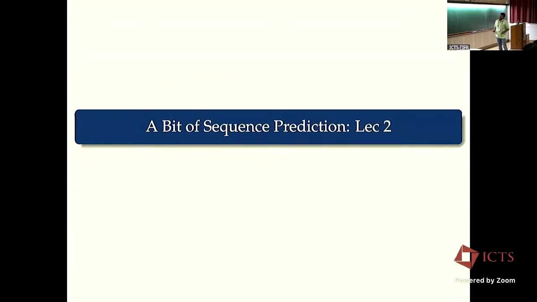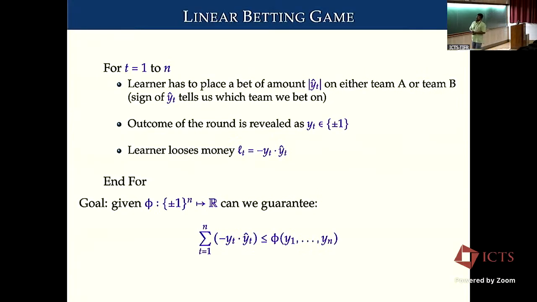So to remind you where we left off, we were in this linear betting game that I covered. Again, to remind you of the game, each round you have an amount ŷ_t. The magnitude of ŷ_t is what you bet, and the sign of ŷ_t is whether you're placing your bet on team A or team B. And the outcome y_t is revealed for the match between A and B.